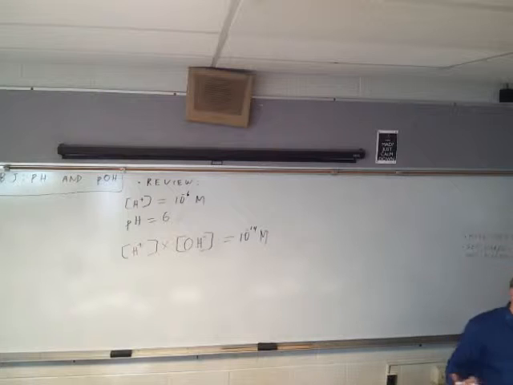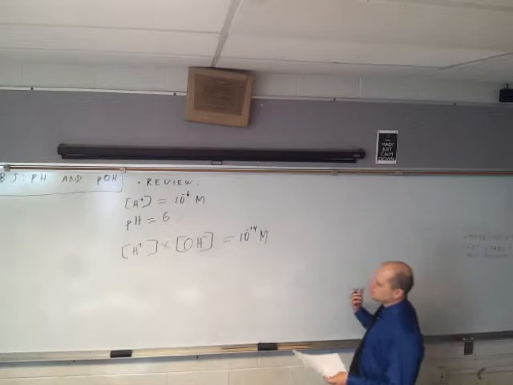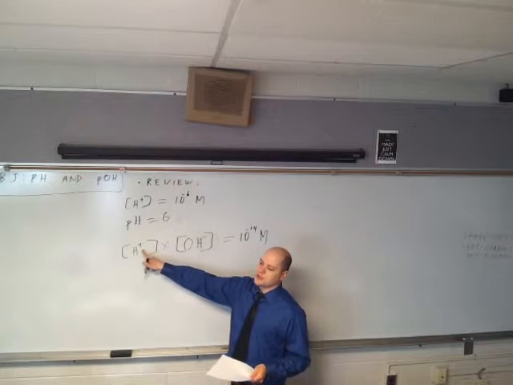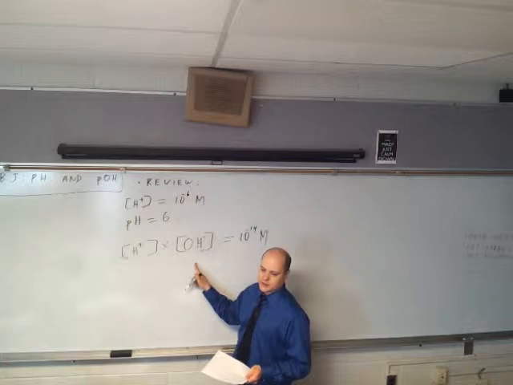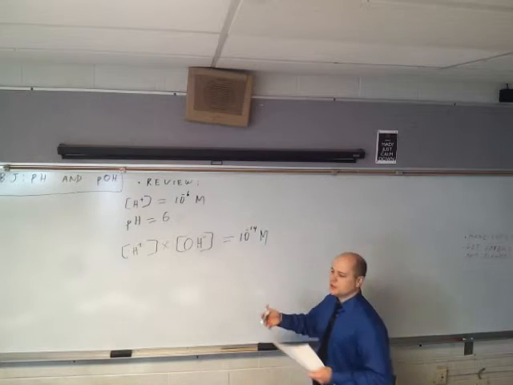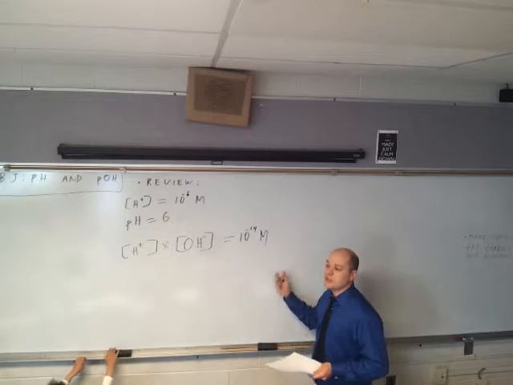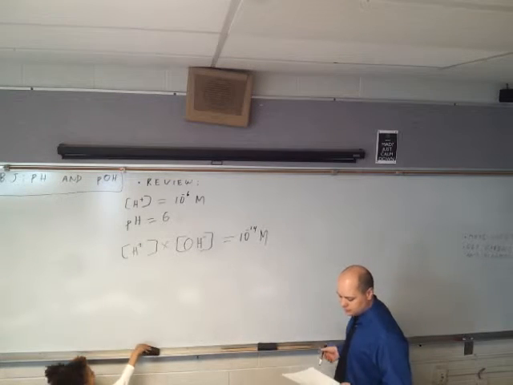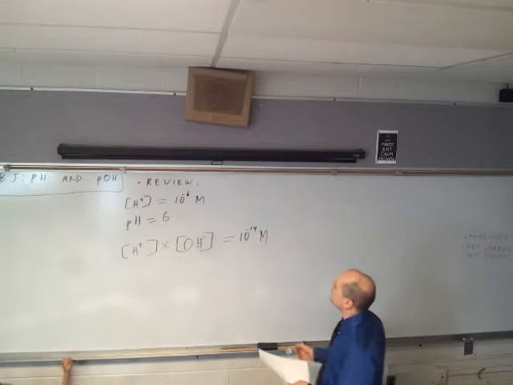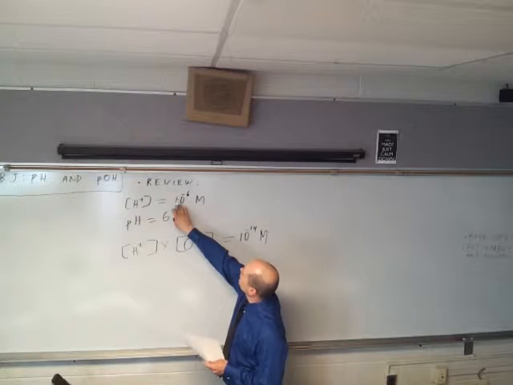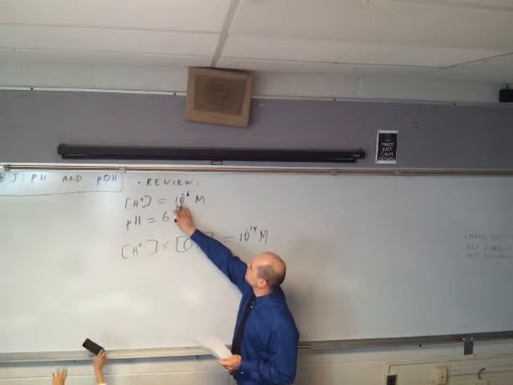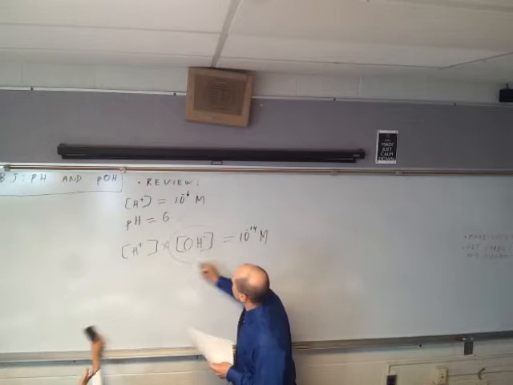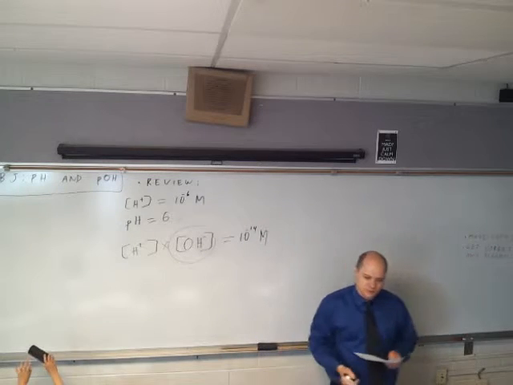This is kind of strange, because what this tells us is that water is always going to have some hydrogen ions and some hydroxide ions. The concentration of the two multiplied together is always constant, so there must always be some of each. It can never be 0 for either one of them. Okay? So looking up here, we have a hydrogen concentration of 10 to the minus 6. What's the hydroxide concentration in that situation?